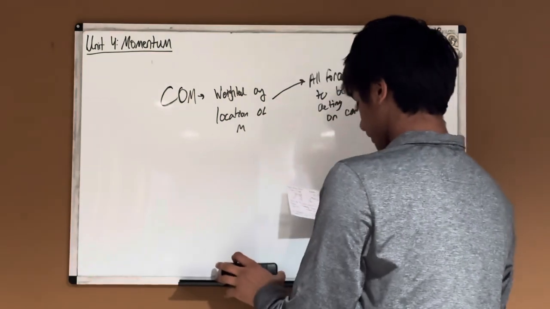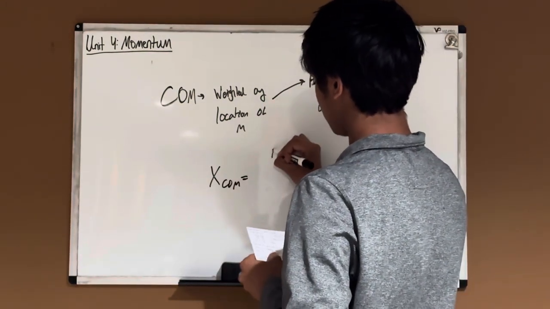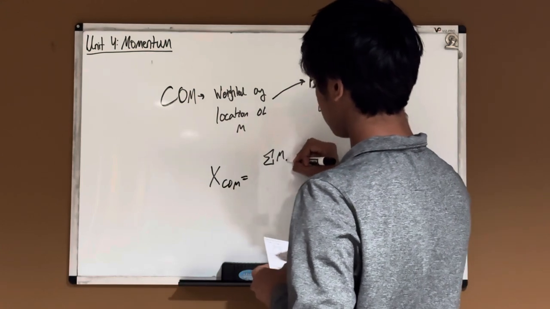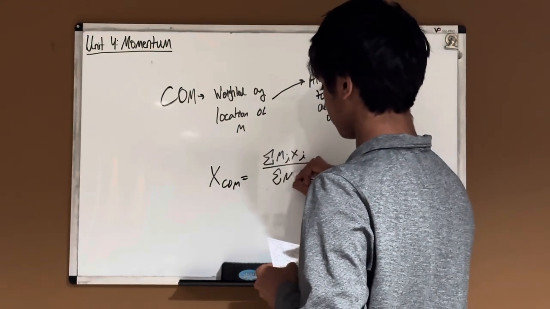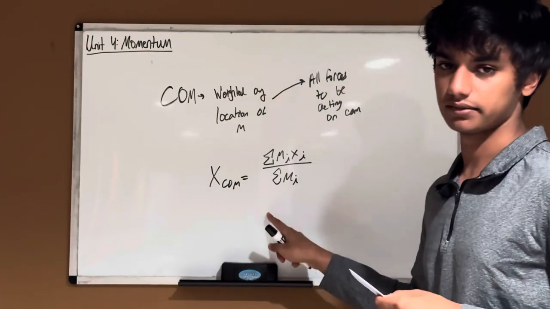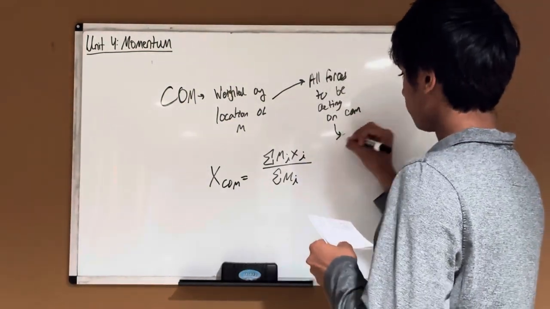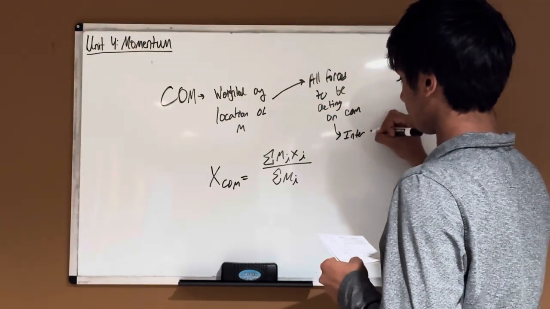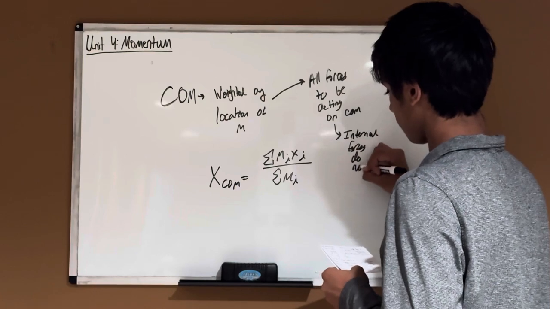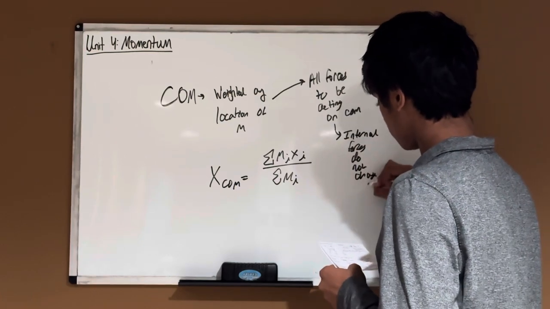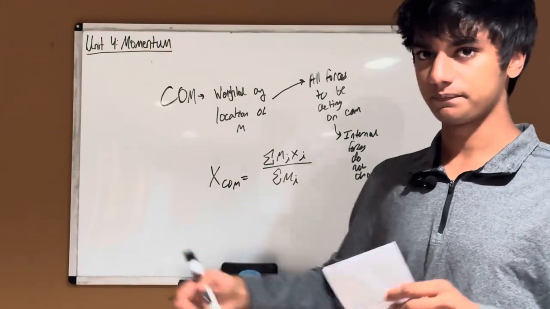The formula is x center of mass is equal to the sum of the masses times their positions divided by the sum of the masses. And that's the center of mass of a system. Also, one more thing: internal forces do not change the velocity of the center of mass, which is something we're going to go into more detail on later.